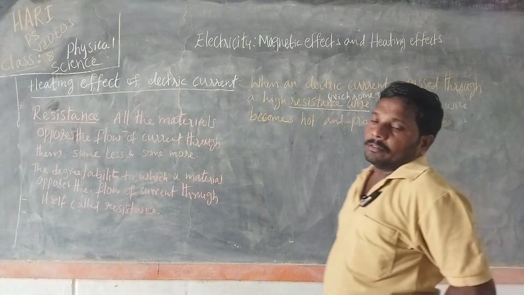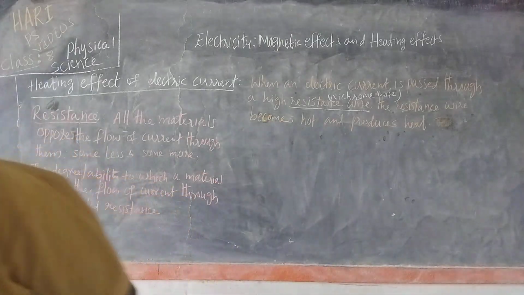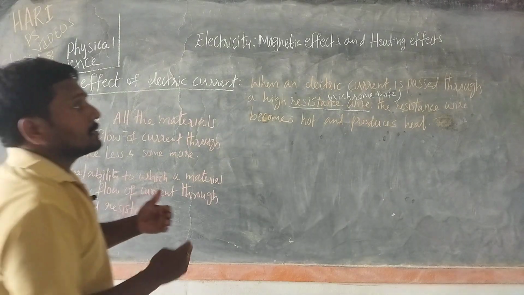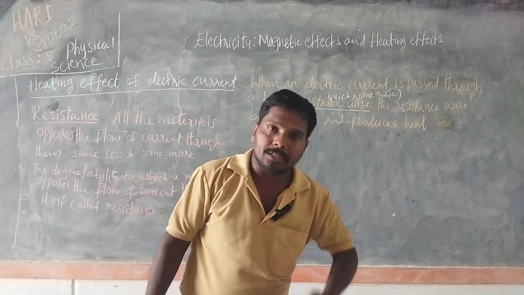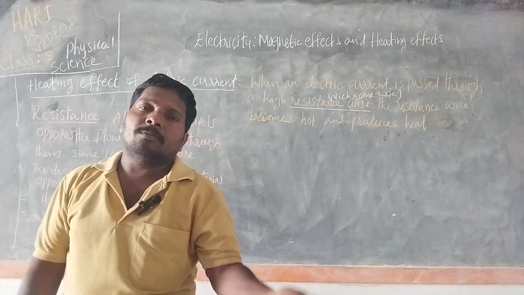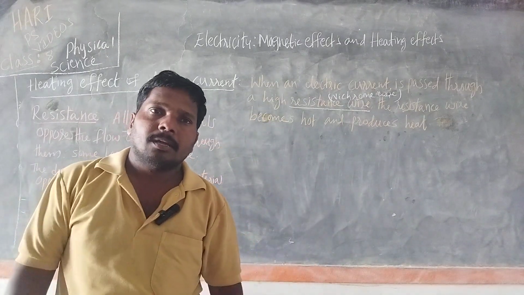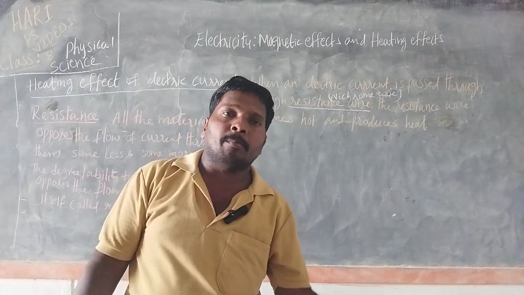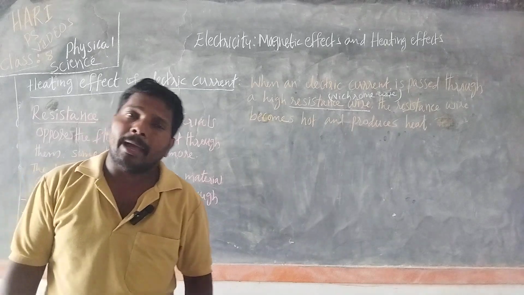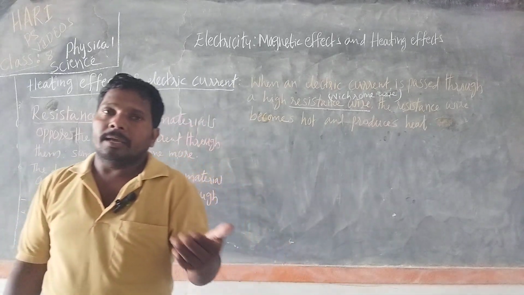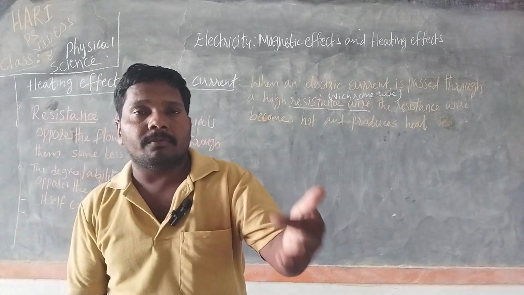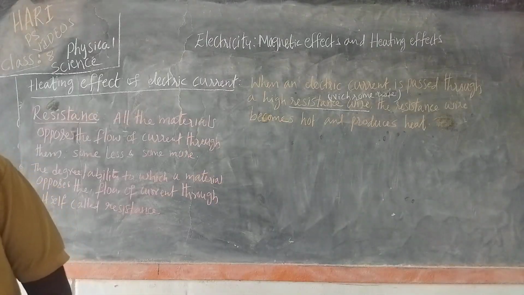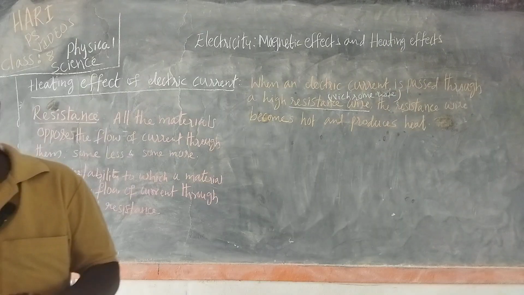Right. So this is the heating effect of electric current. That means electrical energy is converted into heat energy. Electrical energy is converted into different forms: mechanical energy, as fans are rotating; light energy, as bulbs give light; and the magnetic effect is also given. Then electrical energy is converted into heat energy. That means this heat energy heats up the resistance wire.